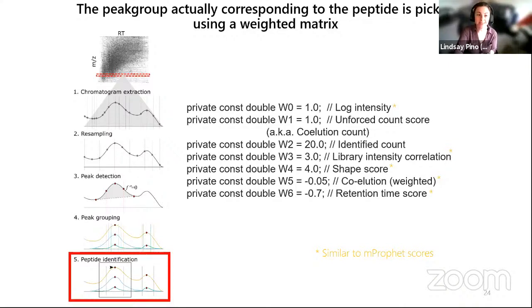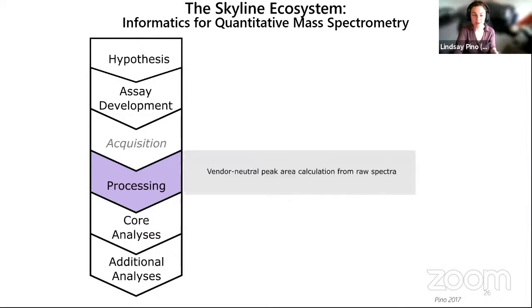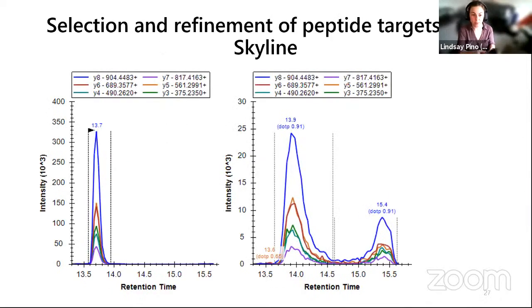So what does this actually look like? In this processing, when we look in Skyline, we'll see chromatograms that look something like this. In the Skyline software, on the horizontal axis, it's the retention time.